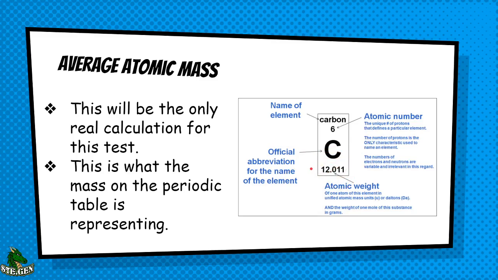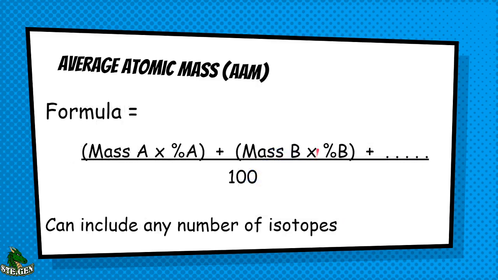So I clicked ahead a little bit on accident a second ago, and you guys got a glimpse of it. It's a very scary looking formula, but it's actually not that bad. Because it's a weighted average, you take the mass of isotope A and multiply it by the percentage that isotope A is found. Then you add that to the mass of isotope B times the percentage of isotope B. The dot dot dots symbolize this could keep going and going, for however many isotopes you have, and then you divide all of that by 100, and you now have your average atomic mass.